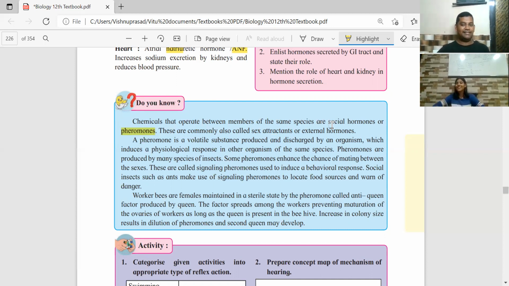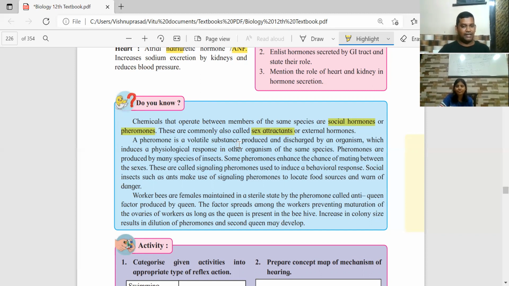They are called social hormones, also called sex attractants or external hormones. It is a volatile substance which is produced by one organism, and its presence in the air, up to a certain distance, if another individual of the same species is there, will stimulate a physiological response in the other individual. This happens in the case of insects most commonly.